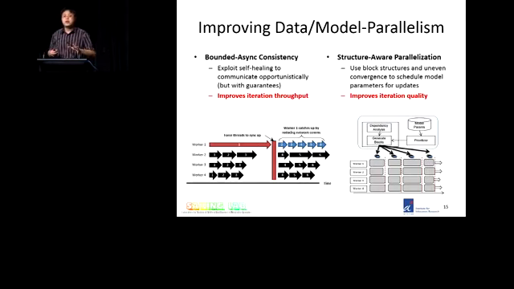The point of bounded asynchronous consistency is to improve the iteration throughput, the rate at which the system executes machine learning updates, without compromising on the iteration quality. And the point of structure-aware parallelization is to improve the iteration quality without sacrificing iteration throughput. And I'll get to some empirical results in a minute or two.